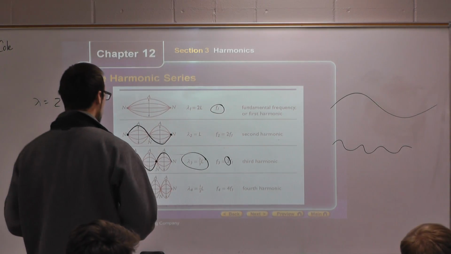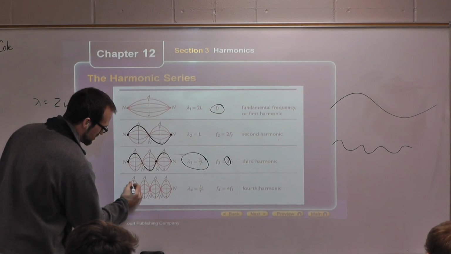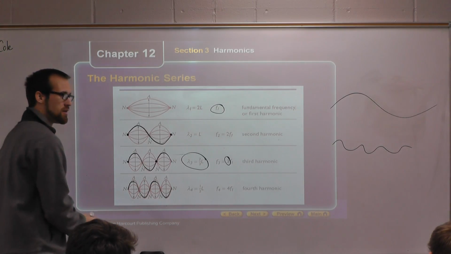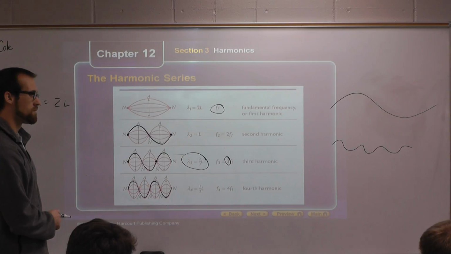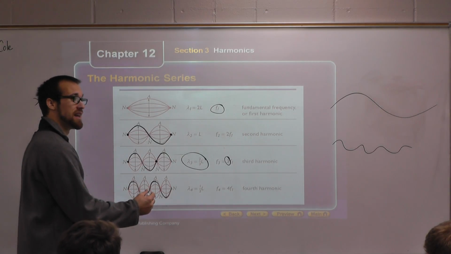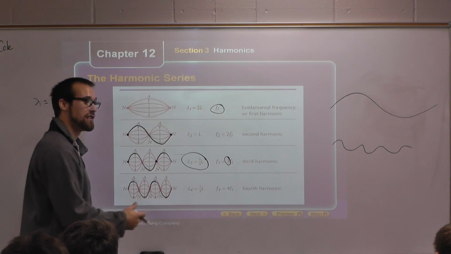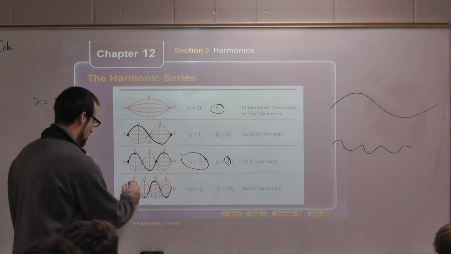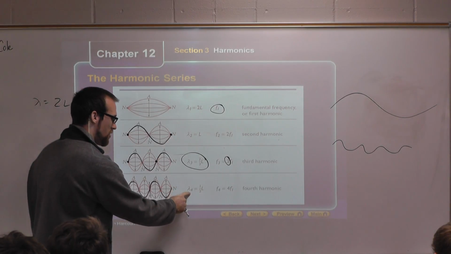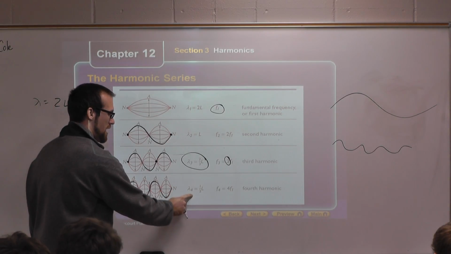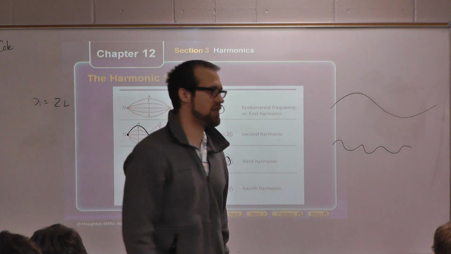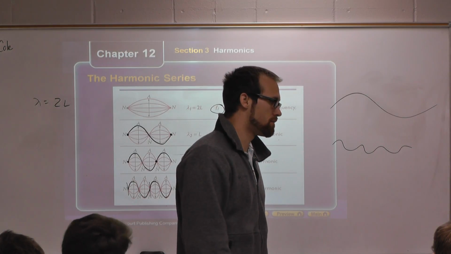And here, we should have 2 full wavelengths. There's 1, there's 2. So why is it 1/2 of this? Because I have 2 wavelengths in the string length. So 1 wavelength would be half the length of the string. This is saying that when you have the 4th harmonic, the wavelength is half the length of the string.